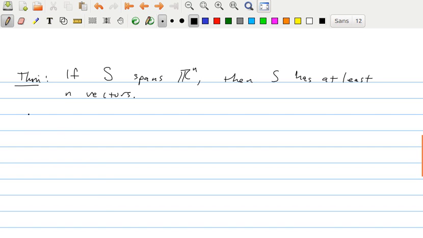So just as an example of this, suppose we're asked the question, does 101, 321 span R3? And the answer, the real quick answer to this is no. There are not enough vectors. There are only 2 vectors in here, which isn't enough to hit all 3 dimensions of the space.